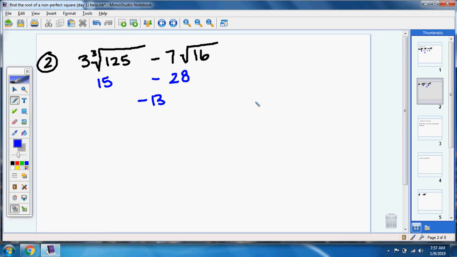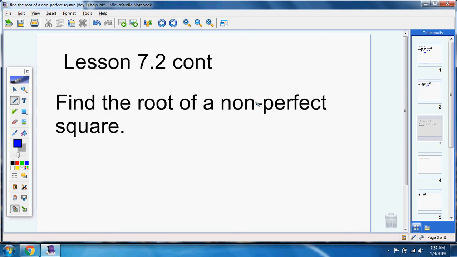All right, so we'll keep practicing those for the next few days to get you ready for your quiz on Wednesday. All right, here is our main lesson. So we're continuing our 7.2, but this time instead of working with our perfect squares, we have what we call non-perfect squares, which means we don't know what the square root is right away, so we have to use a little bit of our 7th grade skills.